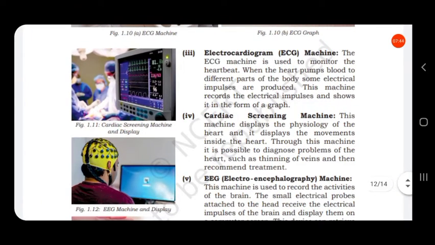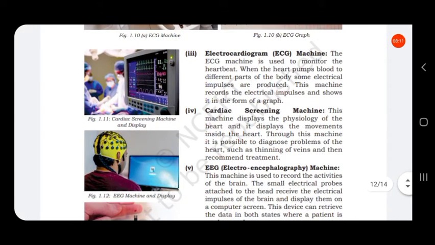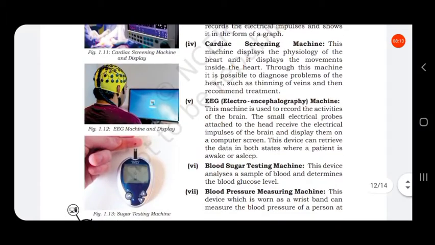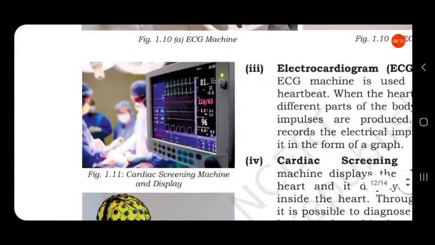So, cardiac screening machines are used to view the functioning of the inside of the heart. That is, if any problem is present in the heart, like thinning of the veins in the heart, the internal part of the heart can be viewed by using cardiac screening machine. Then next one, this is the cardiac screening machine.